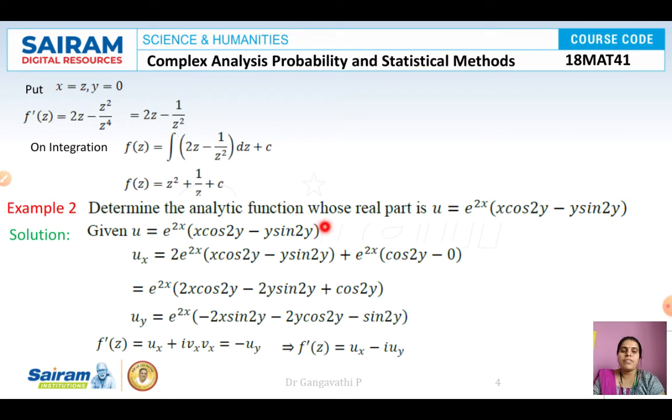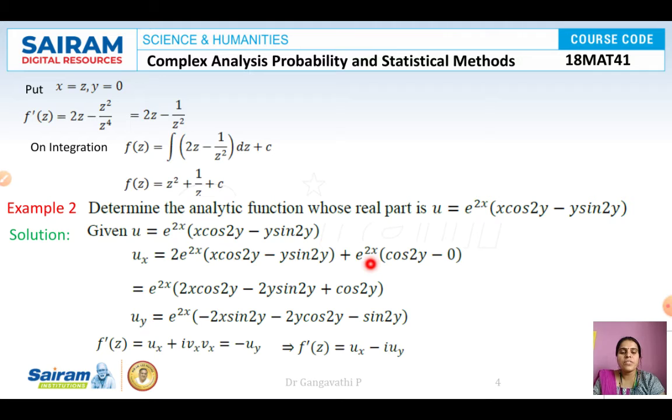Determine the analytic function whose real part is u, which is e power 2x times x cos 2y minus y sin 2y. So consider the given function. Find ux. Ux here is e to the power of 2x, and this entire term is a product uv. Differentiation of u into v: keep first function, differentiate the second, and keep the second function, differentiate the first. So e to the power of 2x, first function we are differentiating. Differentiation of e power 2x is 2 times e to the power of 2x, and the second function is there as it is.